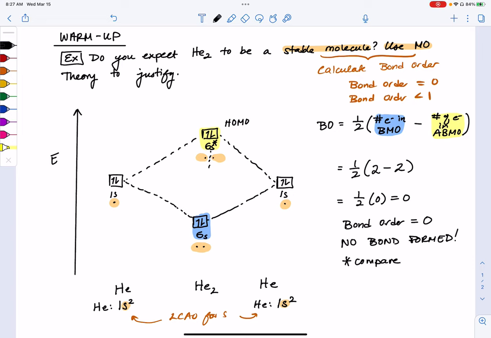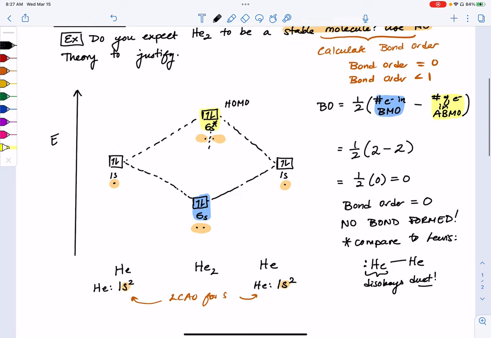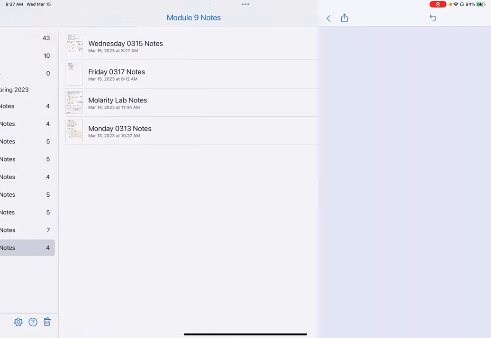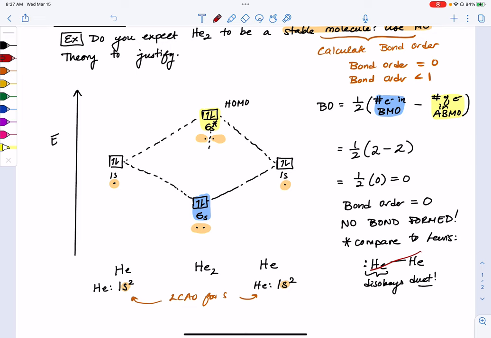And this feels right because, as we know, if I were to draw a Lewis dot structure of diatomic helium, I would have 4 total electrons. So I would use 2 to connect, and then I would have 3, 4, and this disobeys my duet rule. So this is not a particularly stable molecule or a molecule we would expect to find as a result of the bond order that we've calculated. And this also agrees with Lewis.